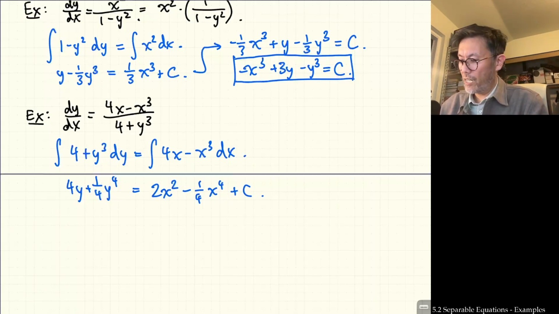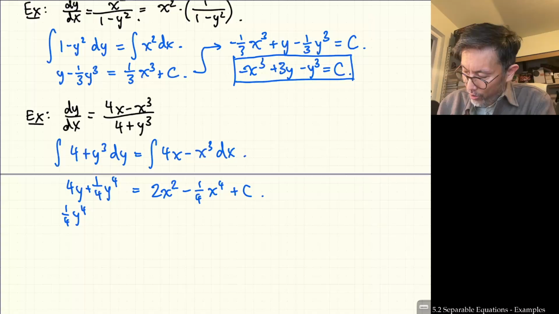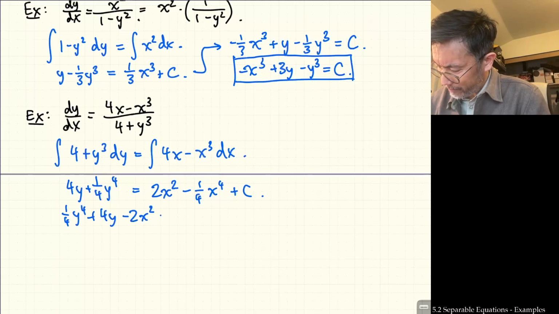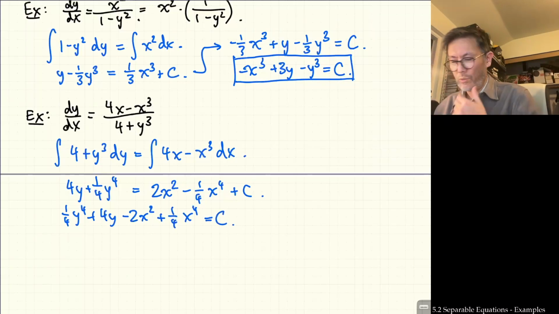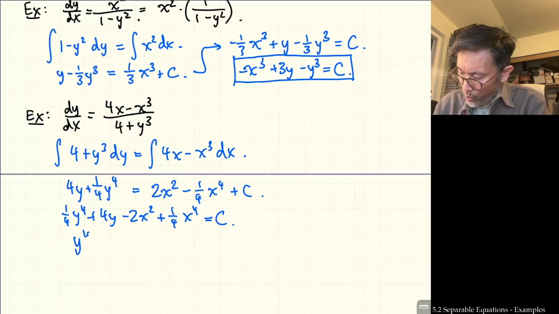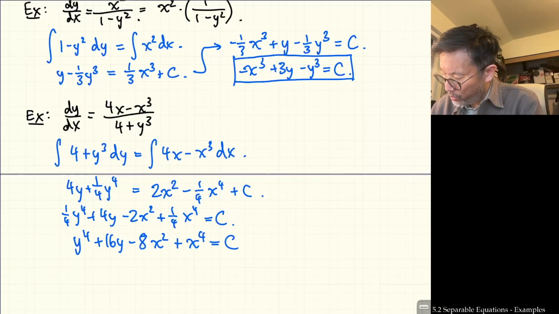If we want to write it in the format that we did earlier, we have 1/4 y to the 4th plus 4y, subtract 2x squared and add 1/4 x to the 4th. And this is equal to our constant c, and maybe I'll just multiply through by 4 to clear out some of these annoying fractions. So I get y to the 4th plus 16y minus 8x squared plus x to the 4th is equal to c.